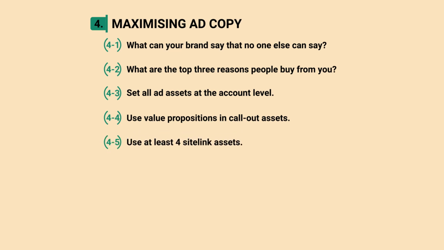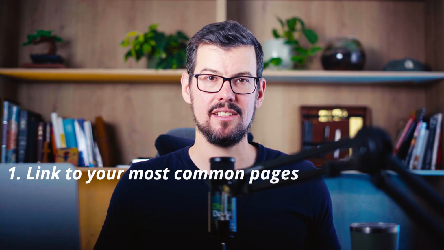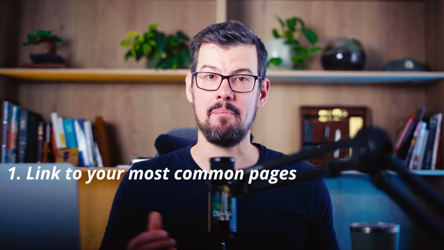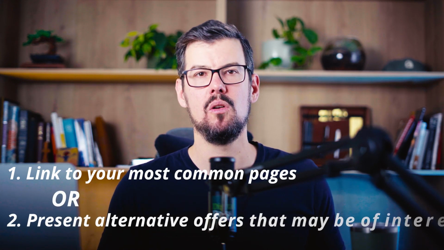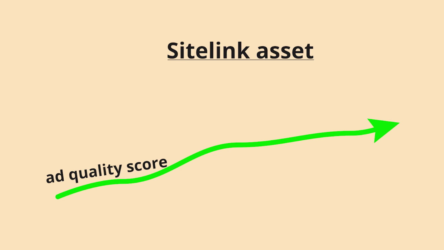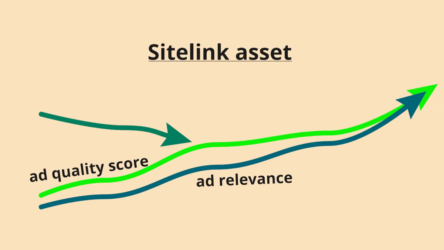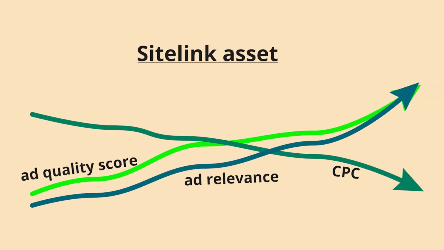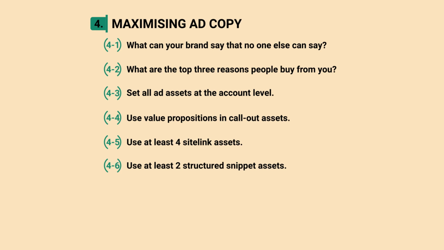Use at least 4 site link assets. The best structure for site links is to link to your most common pages based on analytics data, or present alternative offers that may be of interest. By adding at least 4 sitelink assets, you're likely to increase the quality score of the ad as you're improving ad relevance, which lowers the cost per click. Use at least 2 structured snippet assets.